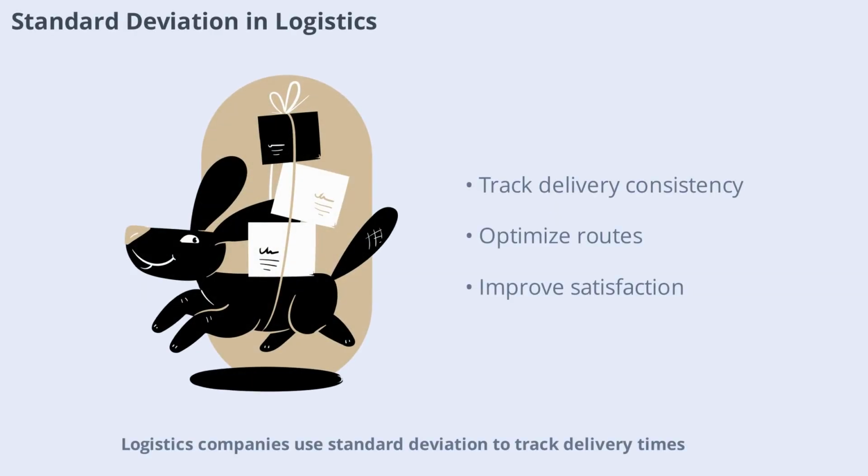Logistics companies use standard deviation to track delivery times. A low standard deviation means deliveries are consistently on time, while a high standard deviation suggests unpredictable service. This information helps companies optimize routes and improve customer satisfaction.